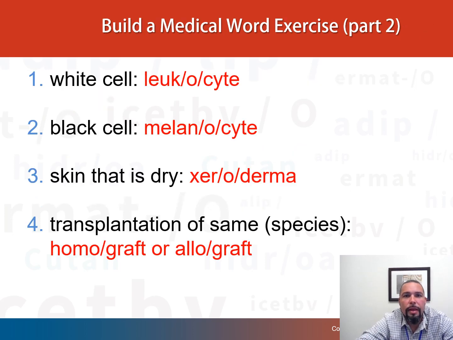White cell, we've talked about this one, was the leukocyte, all right? Black cell would be the melanocyte. Skin that is dry, xeroderma. And transplantation of the same species, homograft or allograft.